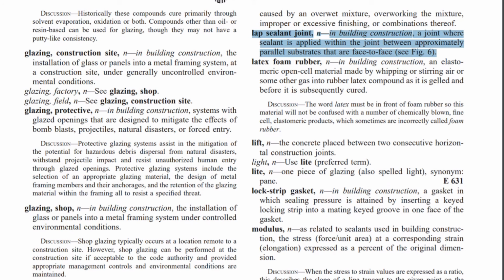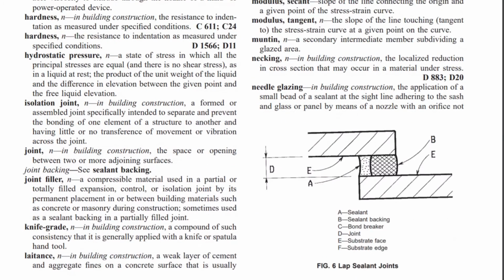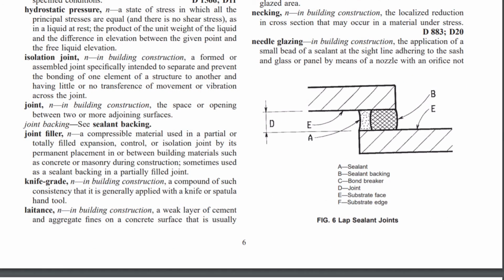A lap sealant joint is a joint where sealant is applied within the joint between approximately parallel substrates that are face to face. And we can see in Figure 6 we have two approximately parallel substrate elements being joined by a sealant to create a lap joint.